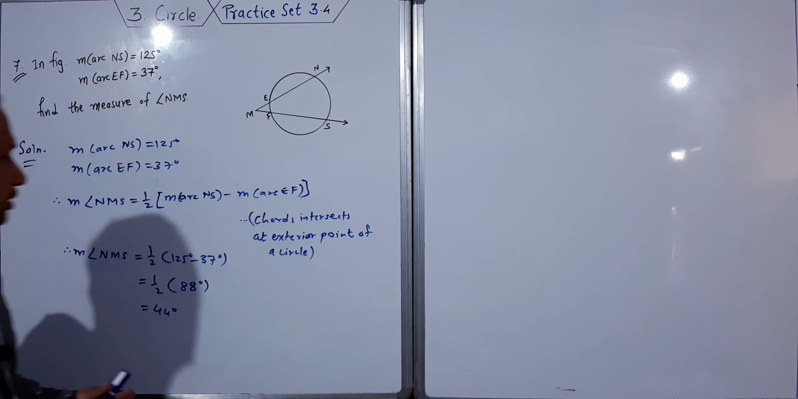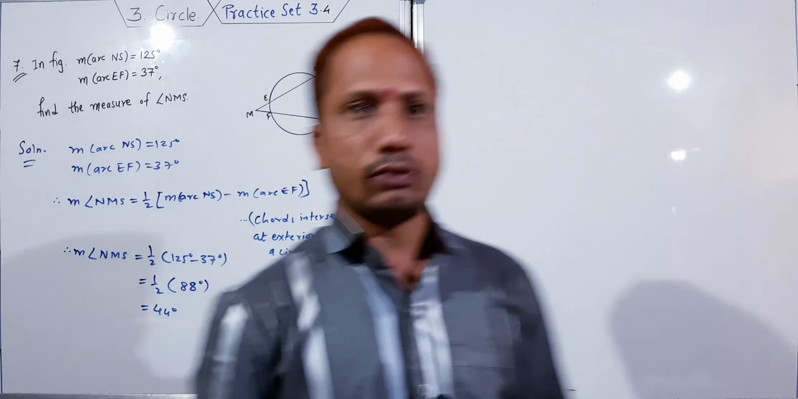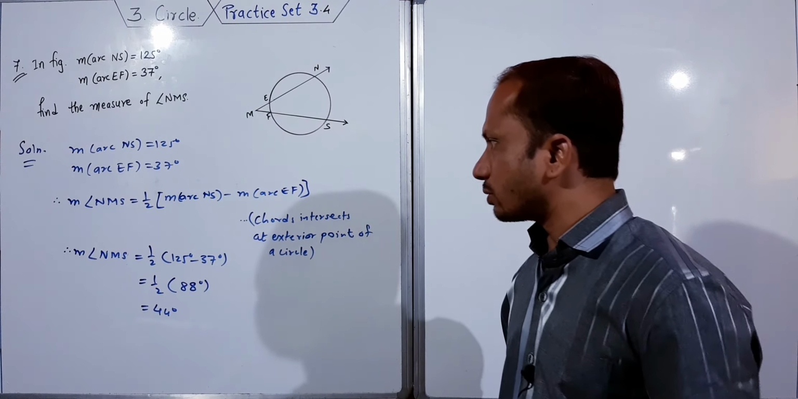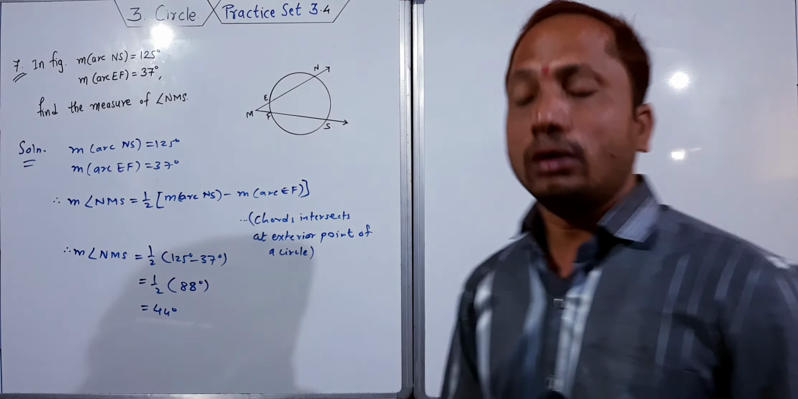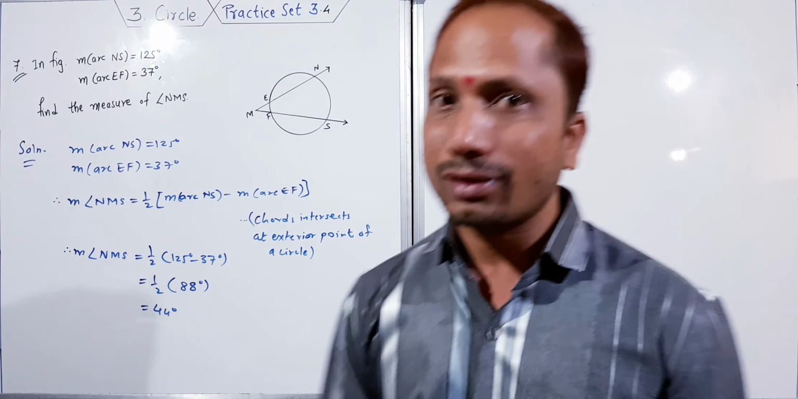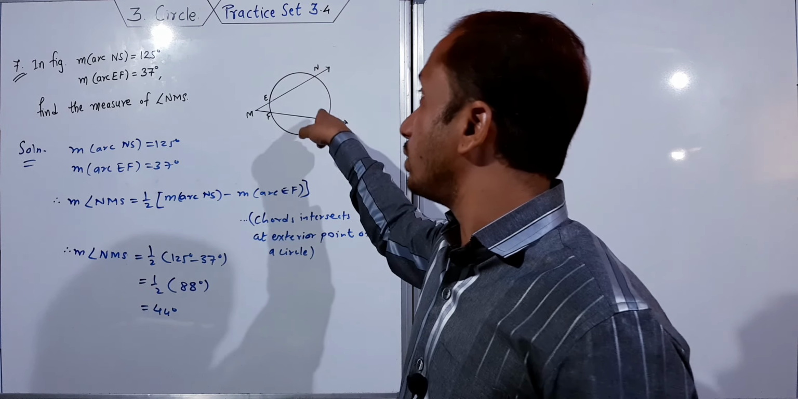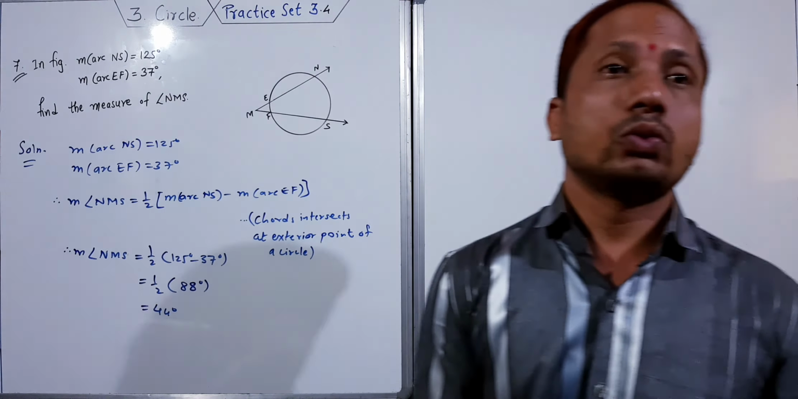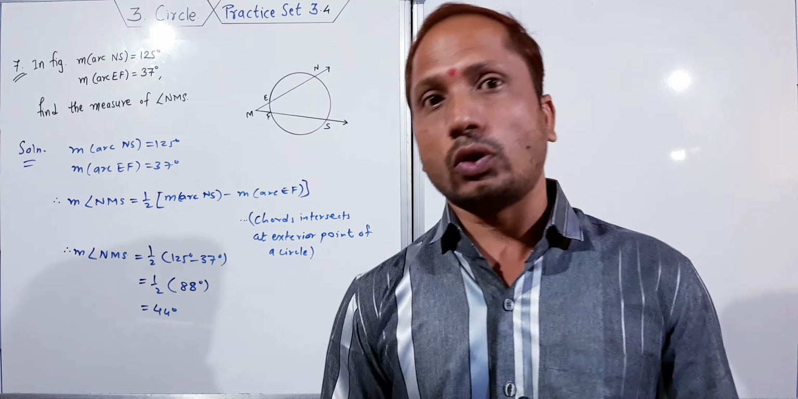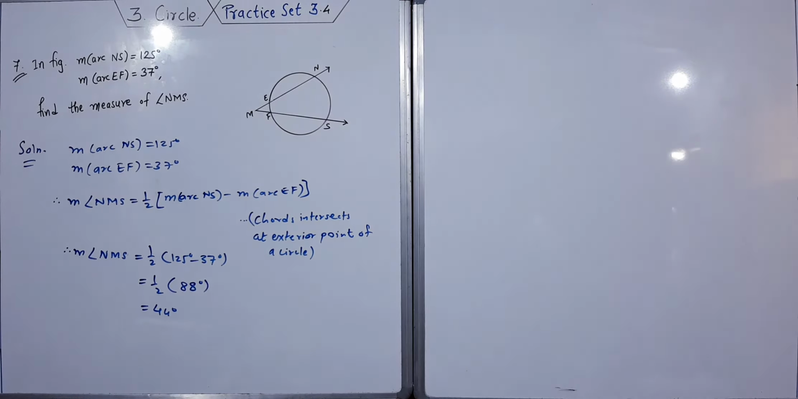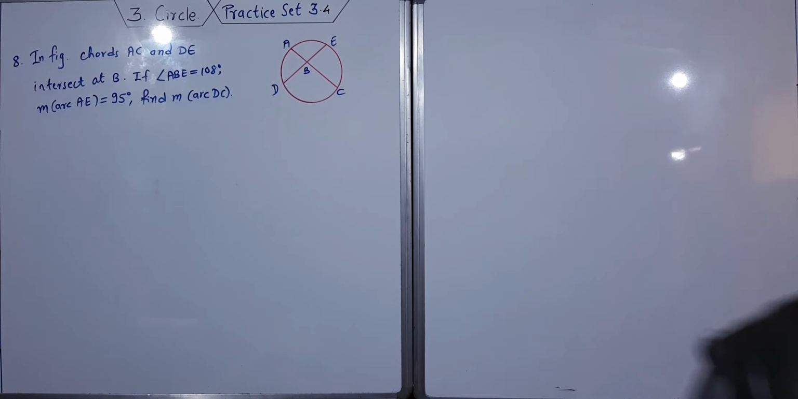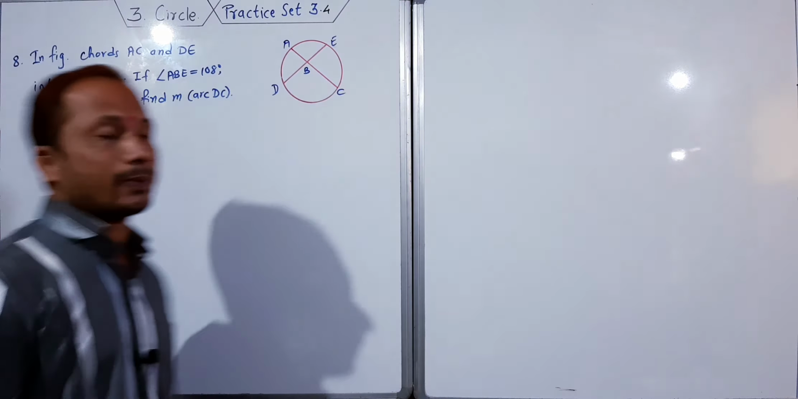This is a very easy, very small question, and you can easily solve such types of questions by using this formula. When the chords intersect externally, outside the circle, then you have to use this formula: this minus this. So this is question number 7, we have solved it, and now we are going to solve question number 8, the last question of this practice set.